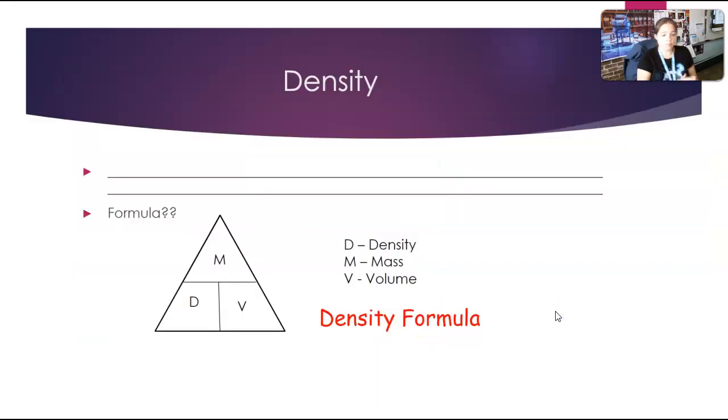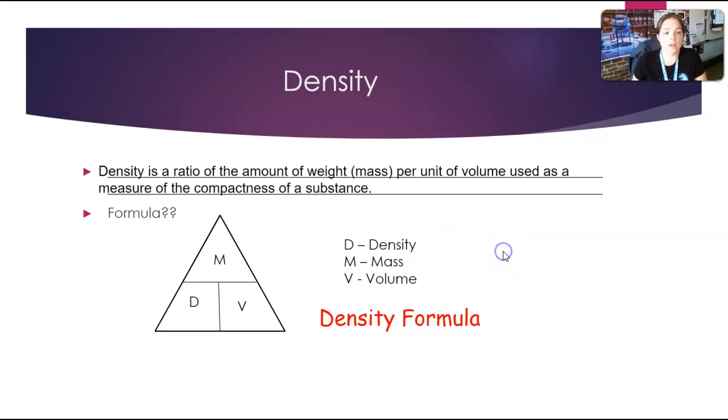Okay? The big part of this is we're getting to density. Density is going to show up a couple times. It usually shows up at least once on the regents, if not more. So you want to know the density formula. All right, what is density? Well, it's the ratio of the amount of weight or mass per unit of volume as a measure of compactness of a substance. So what is density? It's how compact something is. How much space and how much mass is there all together. It's a ratio. Ratios are just a fraction, something over something.